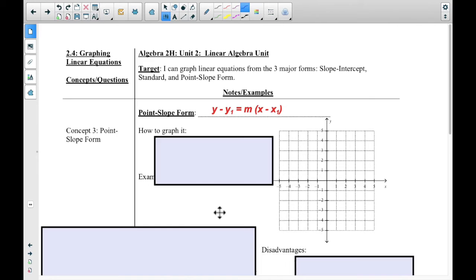Hi everybody, we have talked so far about slope-intercept form, we've talked about standard form, we've talked about horizontal and vertical. Now we're going to talk about point-slope form. This is the point-slope form. If you don't remember it, that's what it is. How do we graph this?